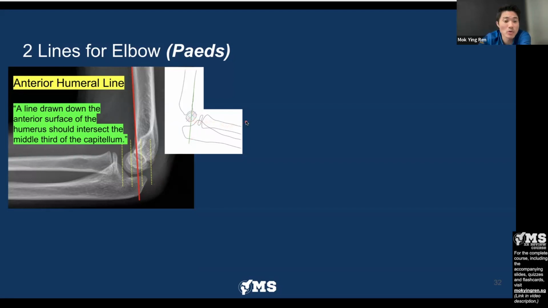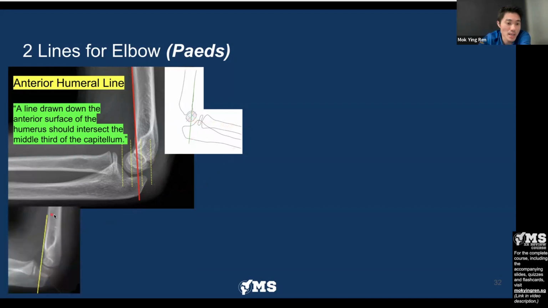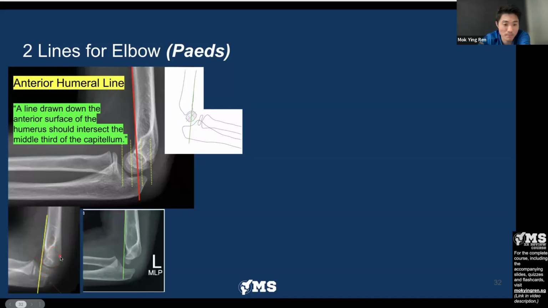Now, how is it helpful? Well, for example, in this case, an anterior humeral line going down does not intersect the middle third of the capitellum. This suggests there is a very mildly angulated supracondylar fracture which resulted in an extension of the distal humerus. So therefore, it now does not bisect. There is a supracondylar fracture in this X-ray.